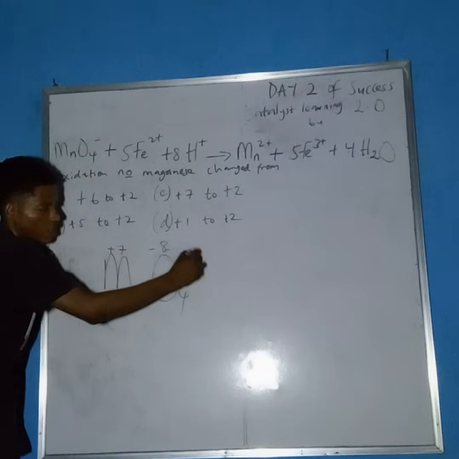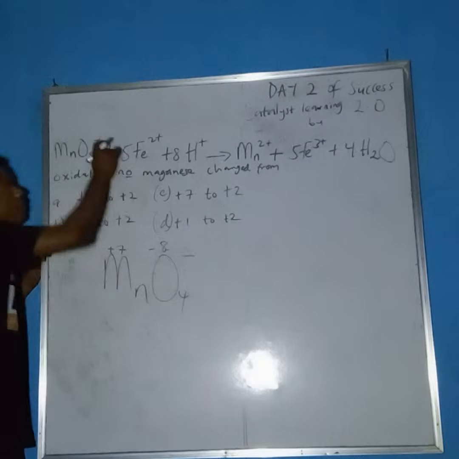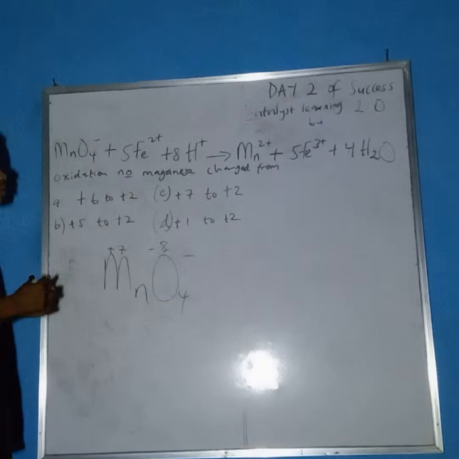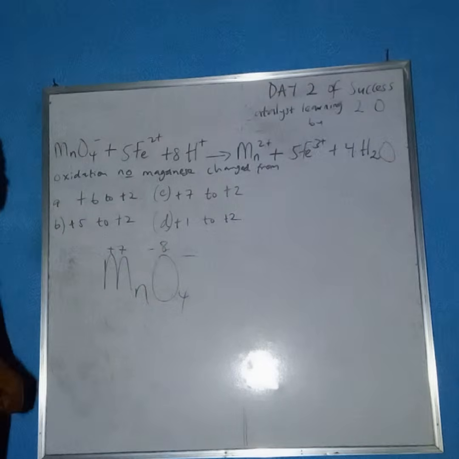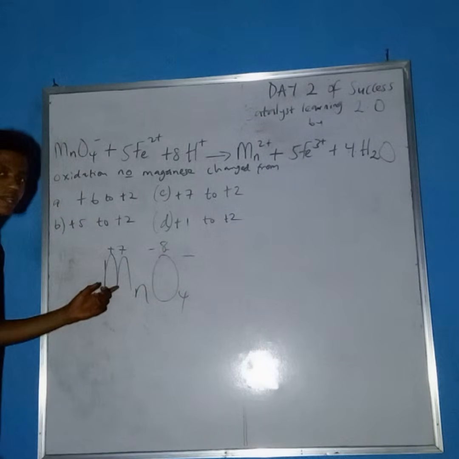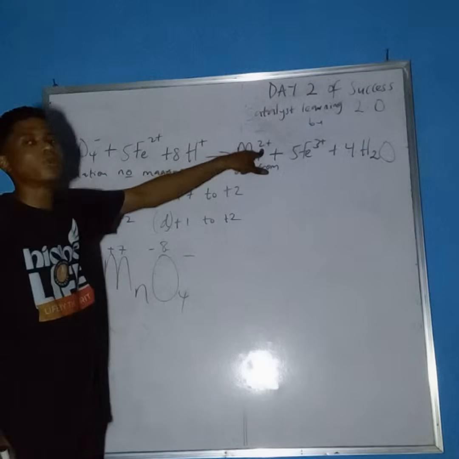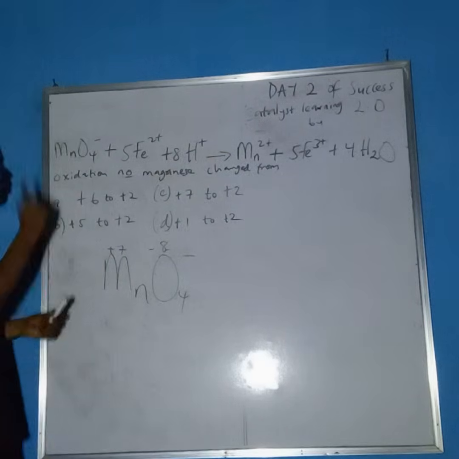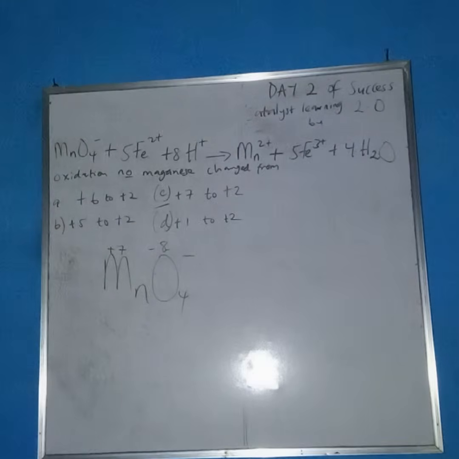That's the minus you are seeing there. So when you answer that, you see -1, and that's the minus sign you have there. It tells you that manganese here is +7. So the answer is that it changed from +7 to +2. Option C. Alright, now let's move on to the next question.